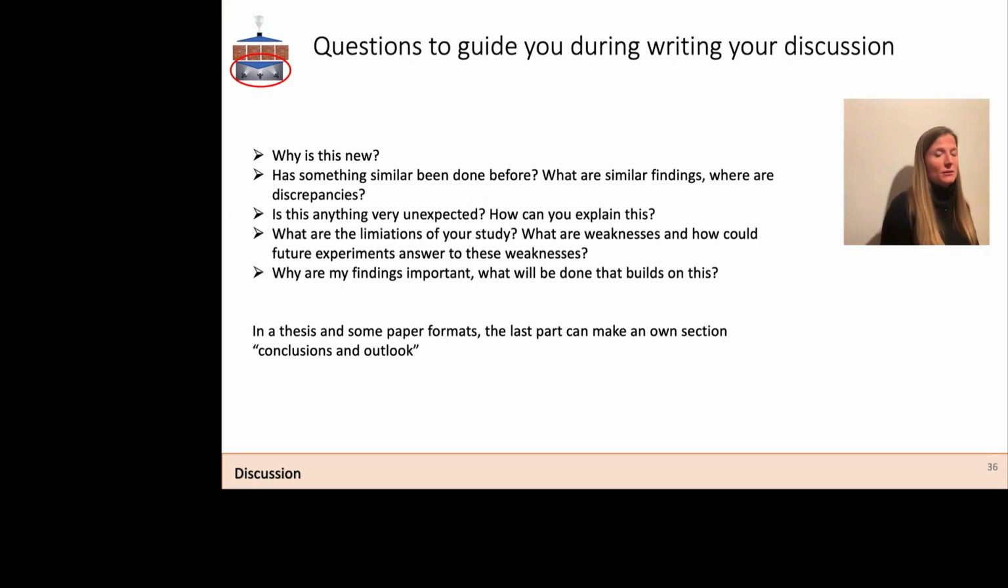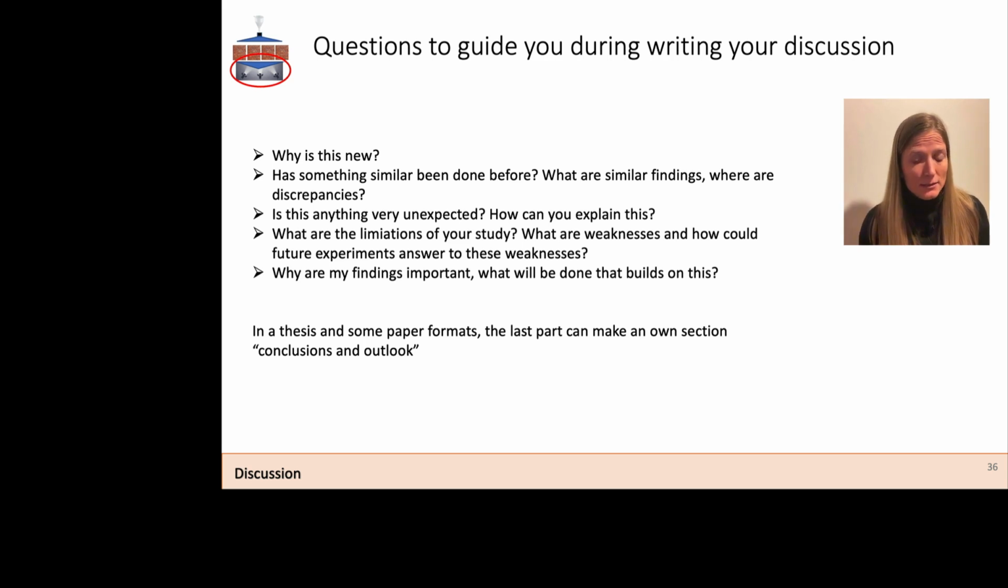Questions to guide you during your writing. Why is this new? Has something similar been done before? What are similar findings? Where are discrepancies? Is anything in your study very unexpected, and how could you explain this? Also really important, what are the limitations of your study? What are weaknesses, and how could future experiments answer these weaknesses? Be critical. I like criticism. It's important. Why are your findings important, and what will be done building on this?